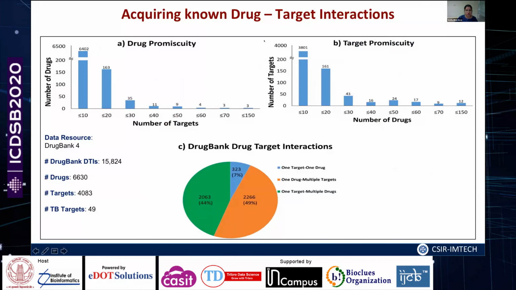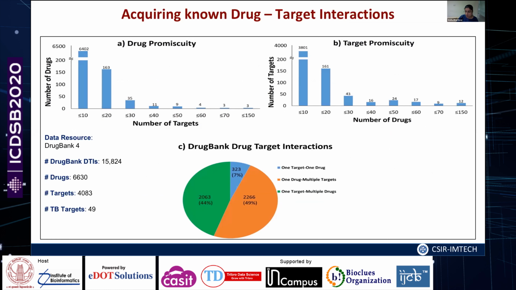When you go to DrugBank and you acquire all drug-target interactions, what do I mean by that? You take a drug, see via which target it is interacting, and you draw an edge between them. Now you know this drug works via target 1. This drug also works via target 2, or target 1 can be acted upon by drug 1, drug 2, drug 3.